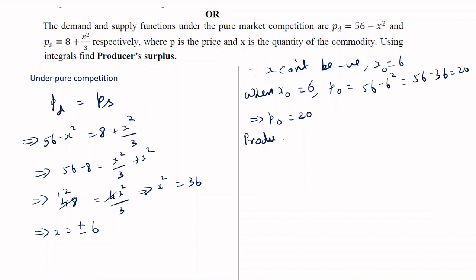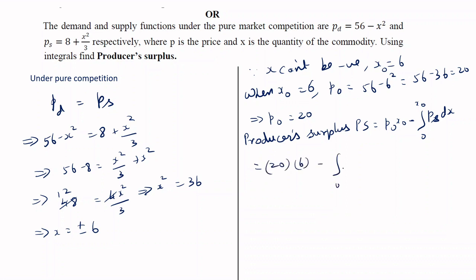We know the formula. It is given by producer surplus equal to P naught x naught minus integral 0 to x naught PS dx. If you are finding producer surplus, we have to take the supply function. So P naught we know it is 20, x naught is 6, minus integral 0 to 6 of the supply function, 8 plus x squared by 3, dx.